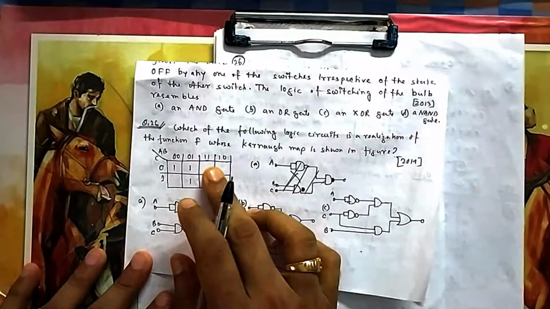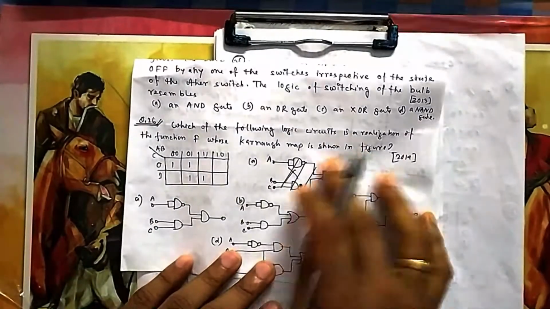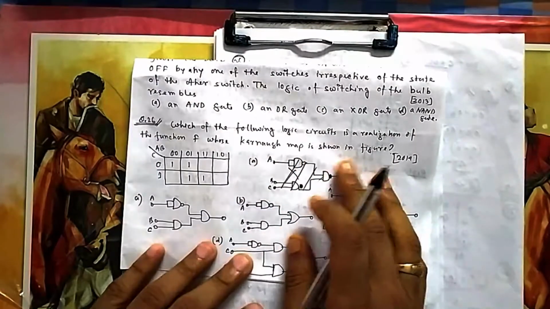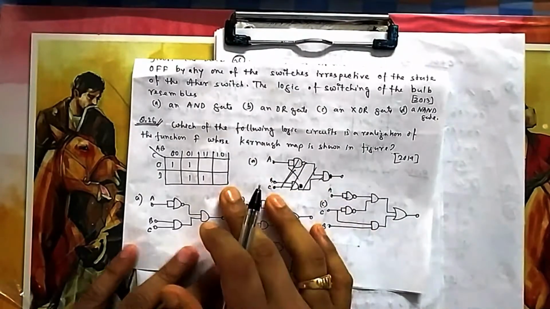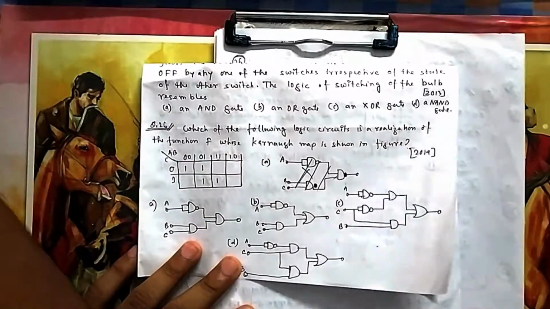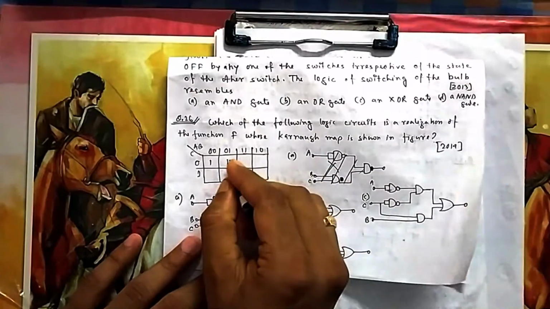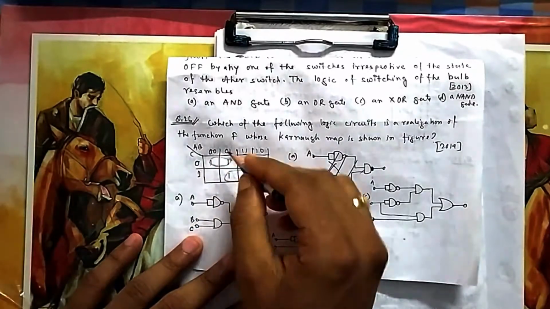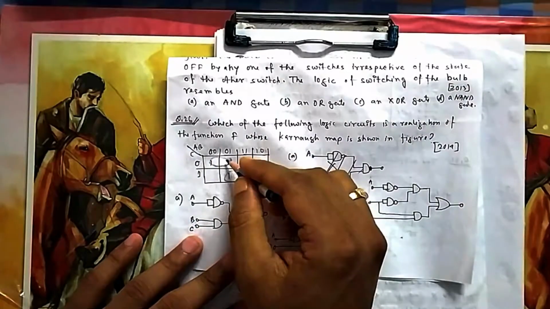If you see question number 26, what are they asking? Which of the following logic circuits is the realization of the function whose Karnaugh map is given, shown in the figure? If you simplify it, how will you get it? You will take this one as a pair, two pairs are there. You can take this as a pair and this as a pair, the minimum number of pairs that you can take. Someone can also take this as a pair, but that is redundant, no need.